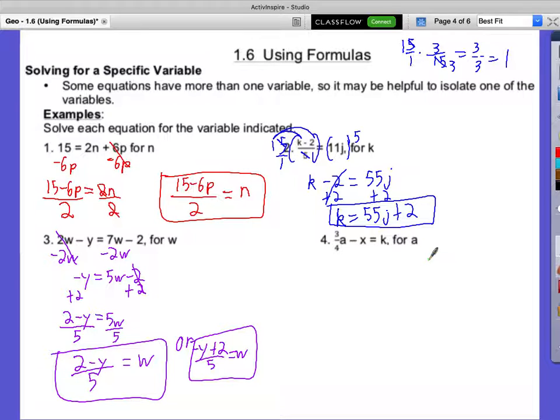Move the x. How do we move the x, Skylar? Adding. Okay, we add x to both sides. So 3/4 a stays 3/4 a. Negative x plus x, that's 0. We don't have to write it. Equal is equal. Do we know what k plus x is? No, it'd be weird if we did, right, Mason? So is it okay if we write k plus x or x plus k? Yeah, it's the same thing.